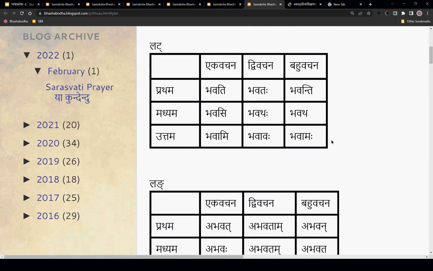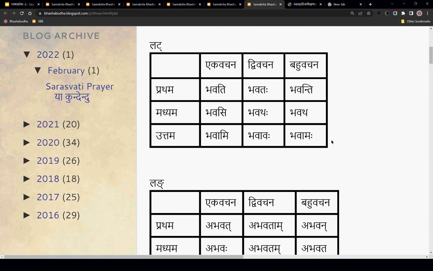Because they are parasmaipadi, when we want to say we are there, or we are here, we say vayam bhavamah, vayam tatra bhavamah. We are in the temple: vayam devalaye bhavamah. You are in the temple. Many of you are in the temple: yuyam devalaye bhavatha. Like this, you can use these forms.